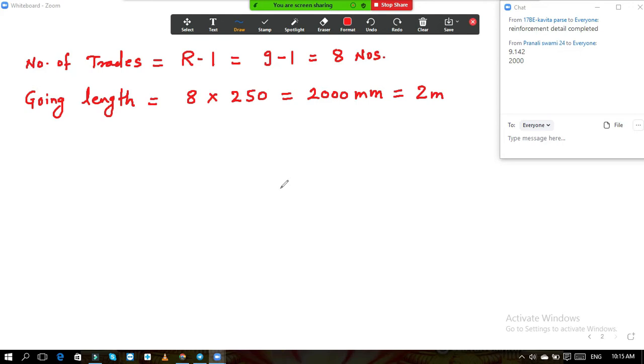So now the landing width is not given to us. Now this we got as a going length. Going length, what have we got here?